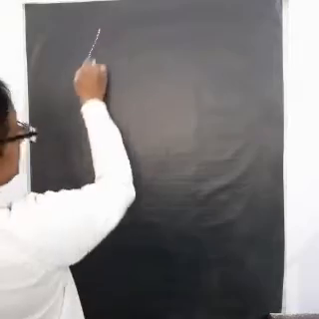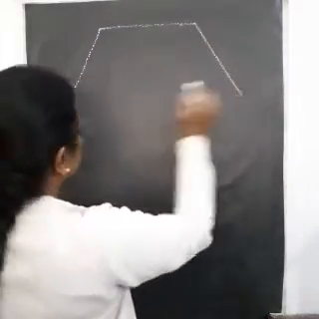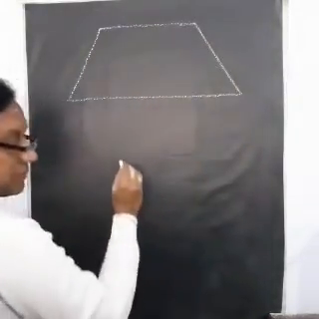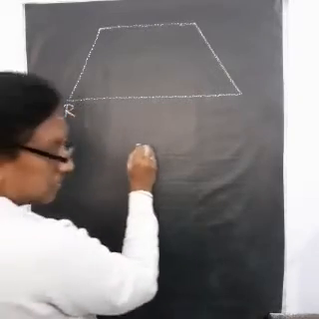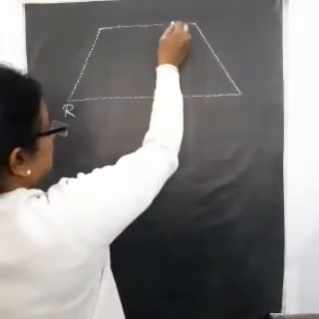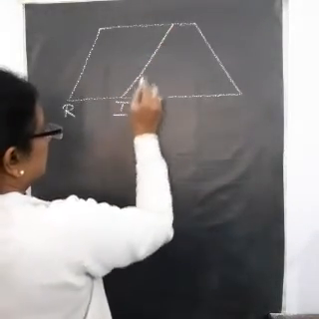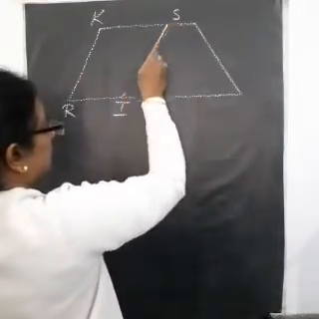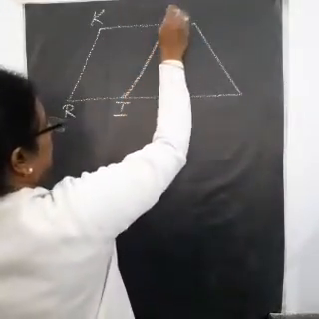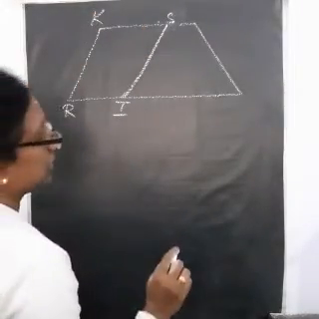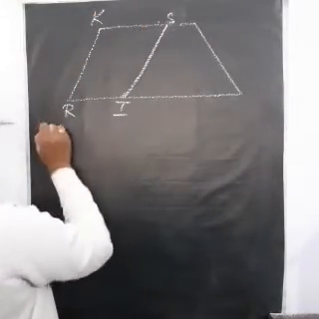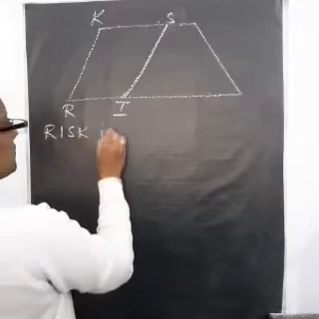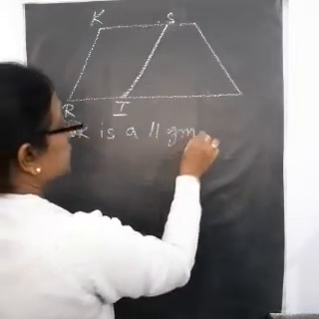Okay. The sum is, you have RISK. RISK is a parallelogram. This is a parallelogram. It's a parallelogram. This is given to you.